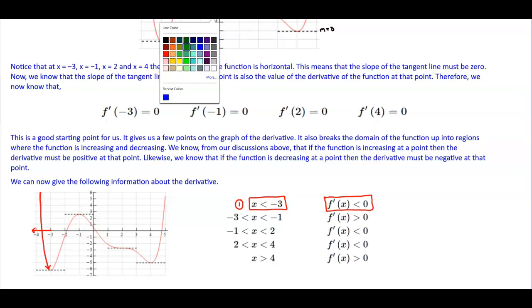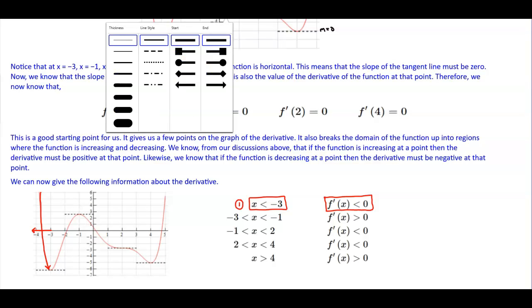Now, if we take a look at the interval between negative 3 and negative 1, well, what can we say here? Well, at this point, our slopes start to increase. That means our derivative, so whenever x is in between negative 3 and negative 1, we know that our slopes are going to be greater than 0, meaning they're going to be positive, because the tangent lines that you would have on that curve are going to be positive.